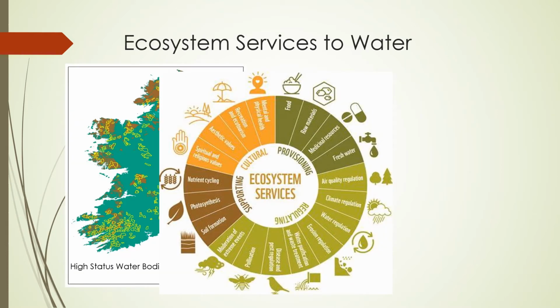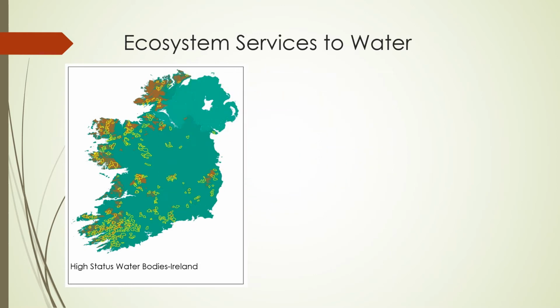Our perspective of blanket bogs has changed more recently due to our greater appreciation of the ecosystem services that they can provide. This includes ecosystem services to water, and for example biodiversity. If we take a look at this map, where we've got the high status water bodies around Ireland overlaying the areas of blanket bog occurrence, we can see that the majority of the remaining high status water bodies in the Republic of Ireland occur in catchments which contain blanket bog.